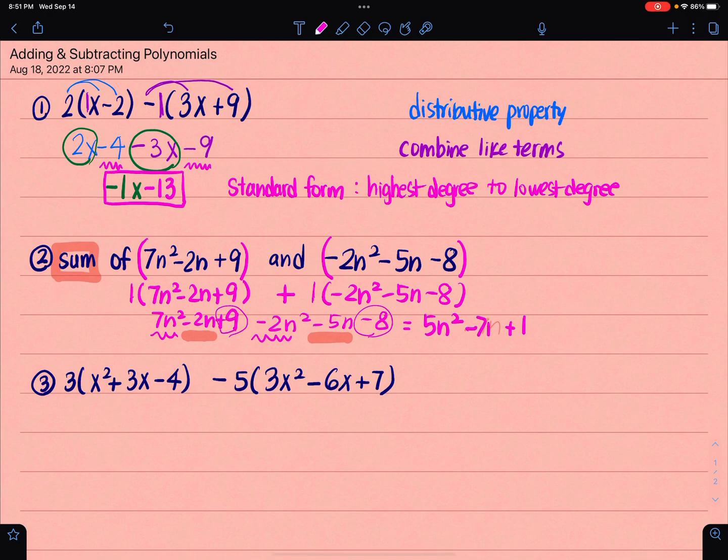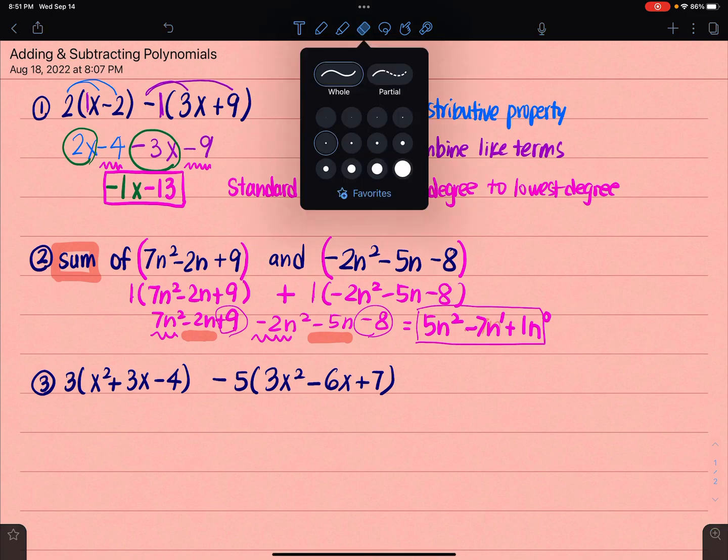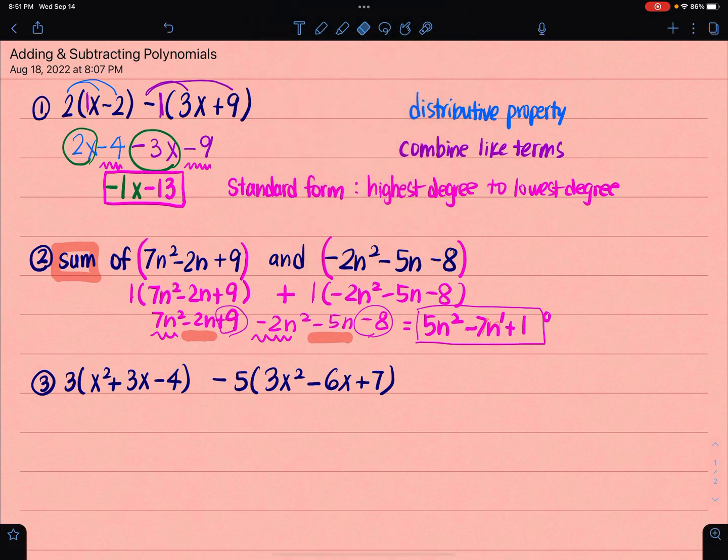So if you look over here, our final algebraic expression is 5n squared minus 7n plus 1. Once again, this is in standard form because we have the highest exponent to the lowest. And keep in mind that this has an exponent of 0 because if we think that there was an n here, the exponent would have been a 0 and this would have been a 1. So this is 2, 1, 0. But when we write our final answers, we do not put that 0 at the end.